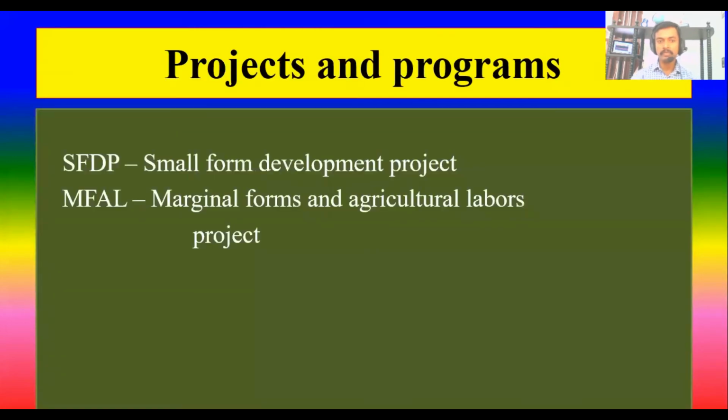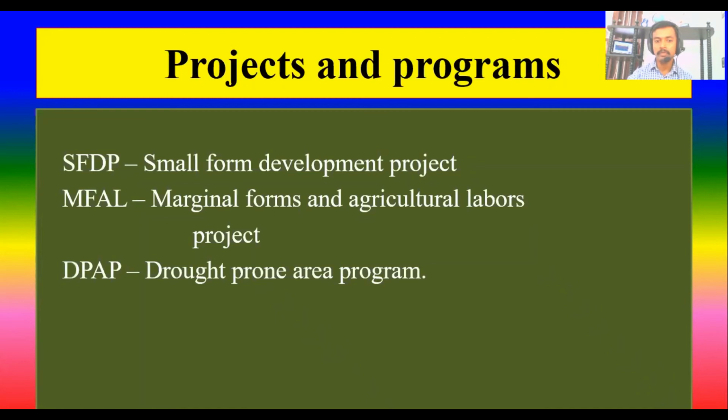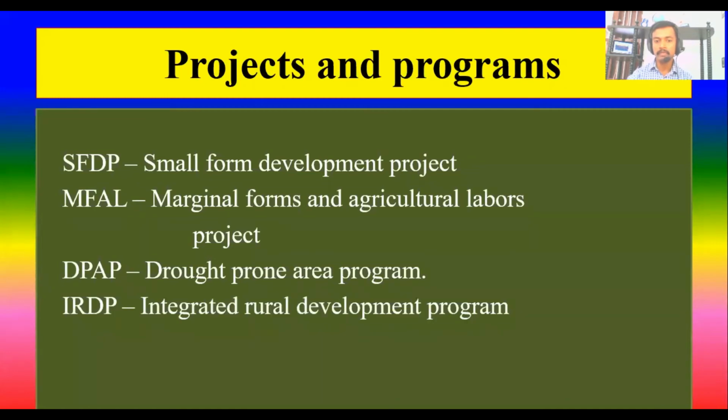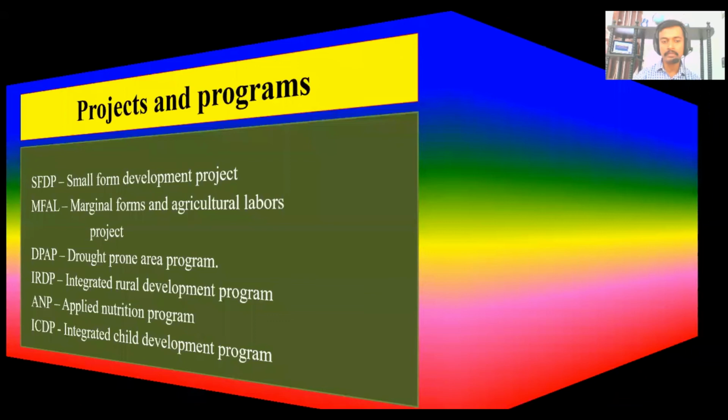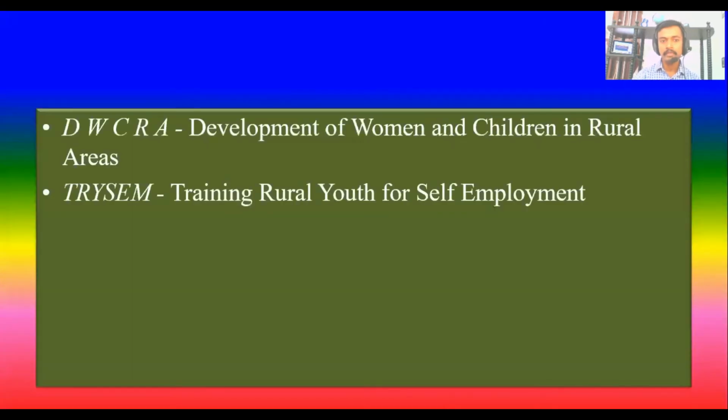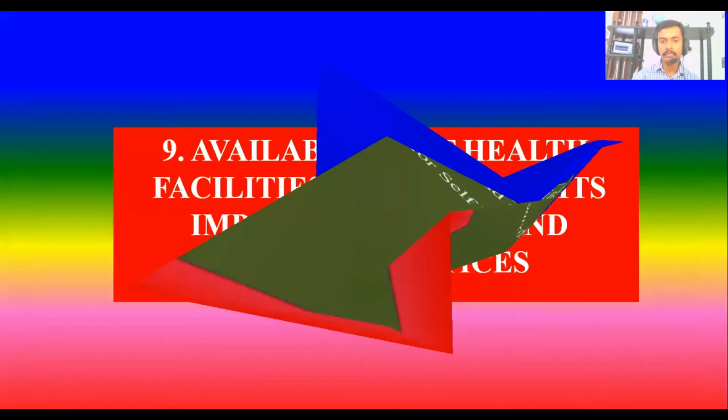Then projects and programs. These various programs are listed here. SFDP, Small Farmers Development Project. MFAL, Marginal Farmers and Agricultural Labourers Project. DPAP, Drought Prone Area Program. IRDP, Integrated Rural Development Program. ANP, Applied Nutrition Program, which is a healthcare program. ICDS, Integrated Child Development Services. This program is executed through Anganwadis in every village. Then DWCRA, Development of Women and Children in Rural Areas. TRYSEM, Training Rural Youth for Self-Employment.